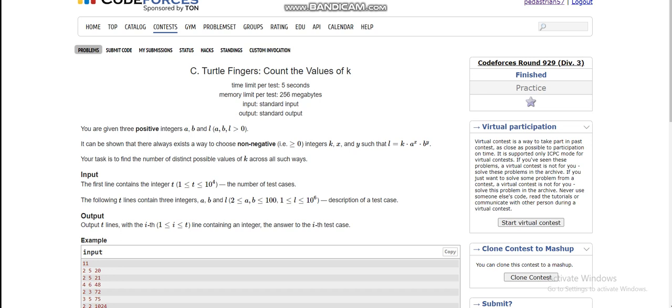Hello everyone. Let's discuss the second problem of Codeforces Round 929 Division 3, which is Turtle Fingers: Count the Values of k. This is quite an easy problem. So what is the problem?